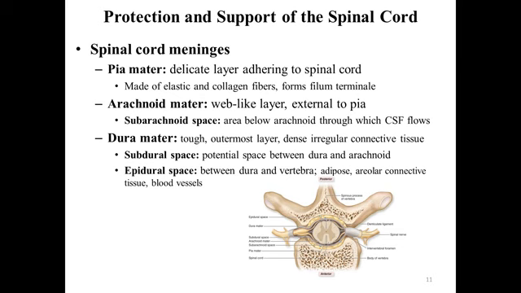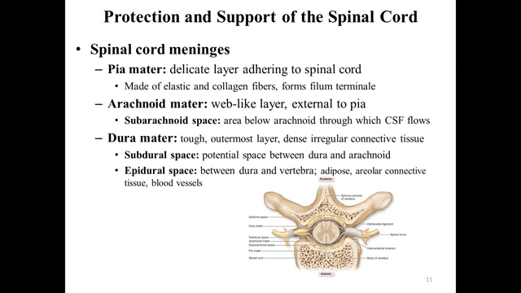The cerebrospinal fluid flows down through the central canal of the spinal cord and up via the subarachnoid space back into the brain and then is absorbed into the bloodstream. The dura mater is the tough outermost layer composed of dense irregular connective tissue. The subdural space is a potential space below the dura and above the arachnoid mater.